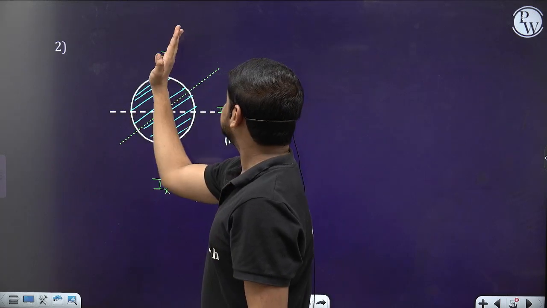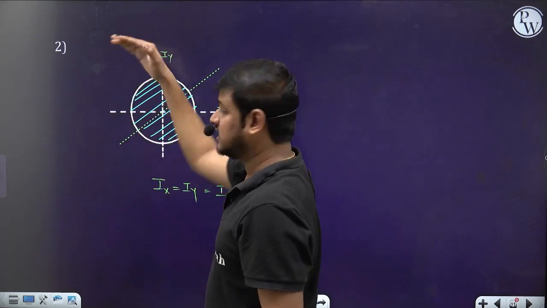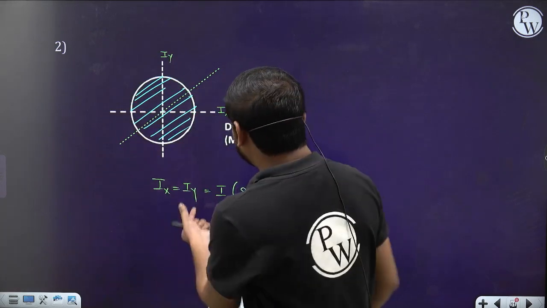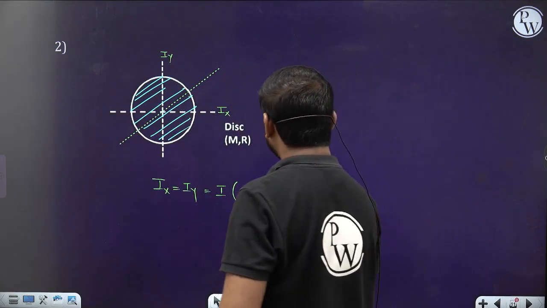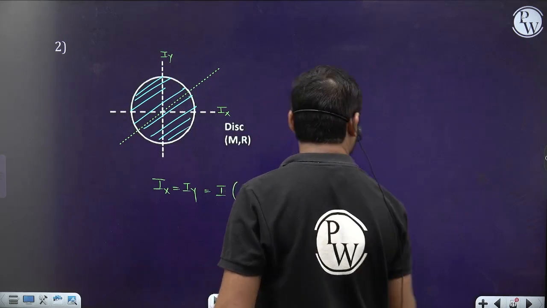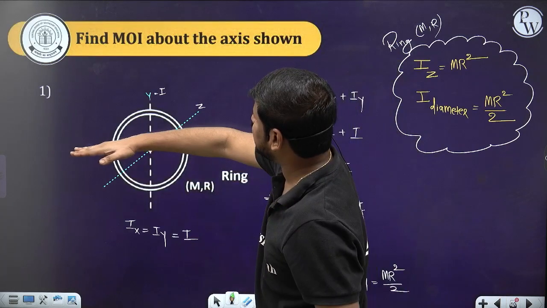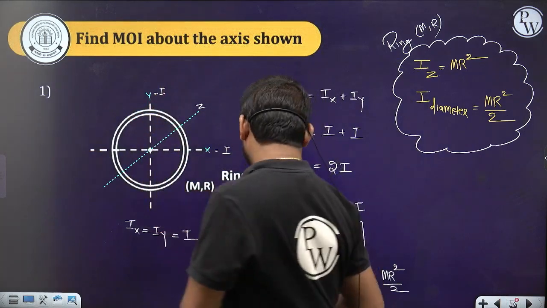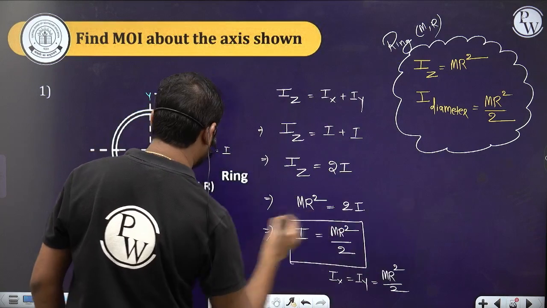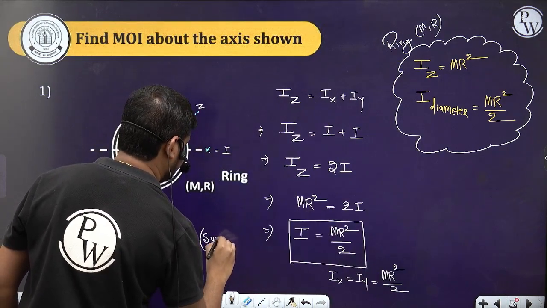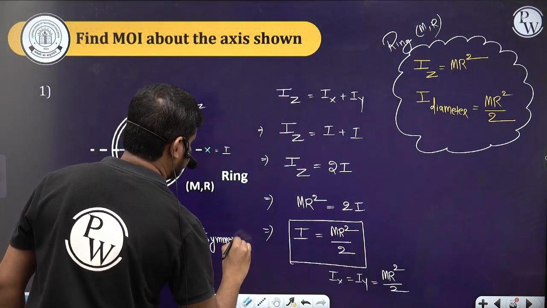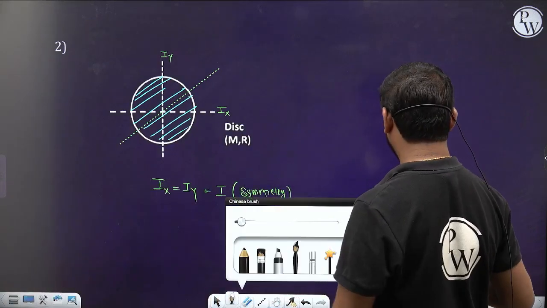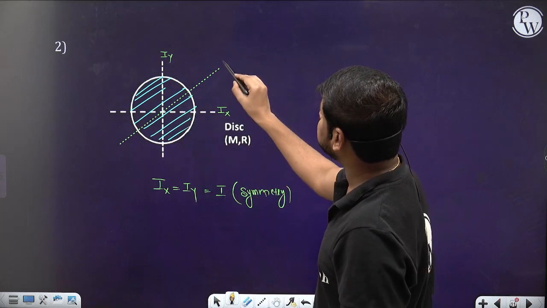So on either side, same mass, same dimensions. Here also the same thing. If you cut this also, same mass, same dimension, so the moment of inertia will also be the same, because it's symmetry. Same here also, about this x-axis or y-axis, which means the diametrical axis, the moment of inertia will be the same. You can write the point here also: it's symmetry, right?